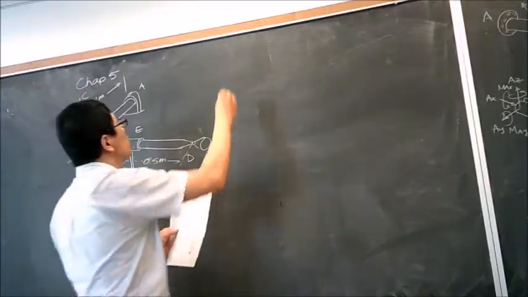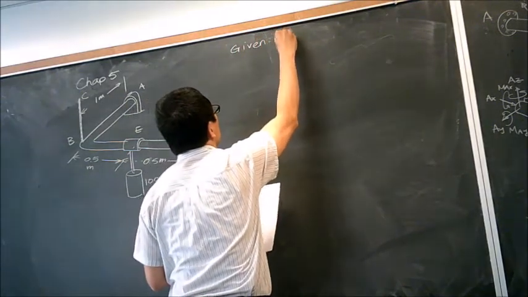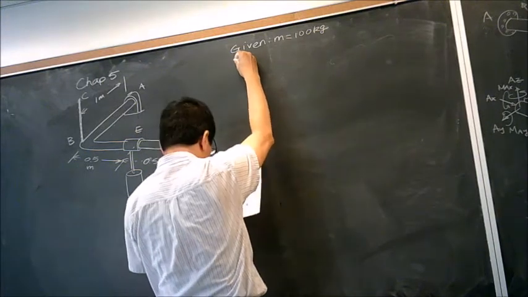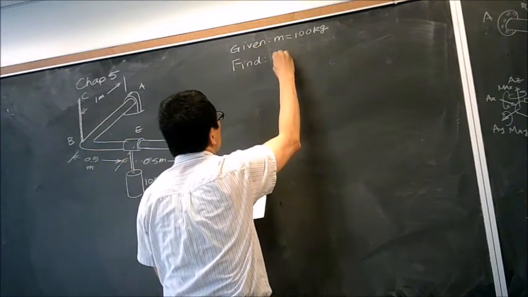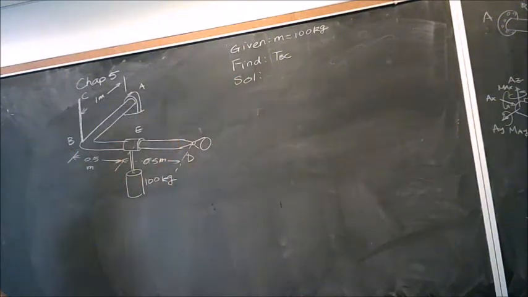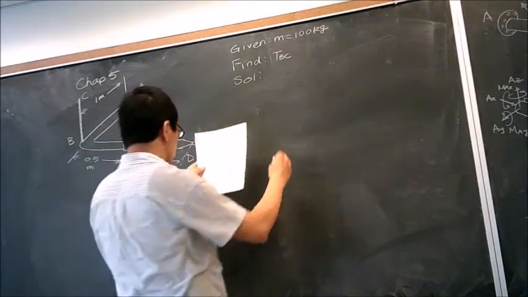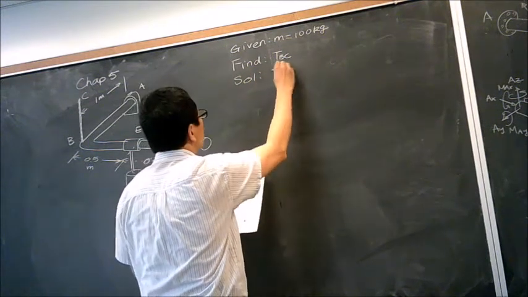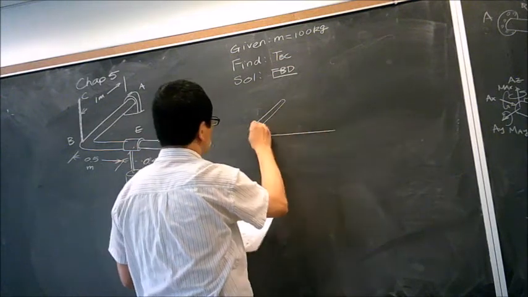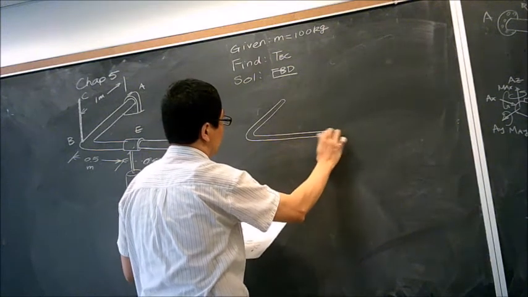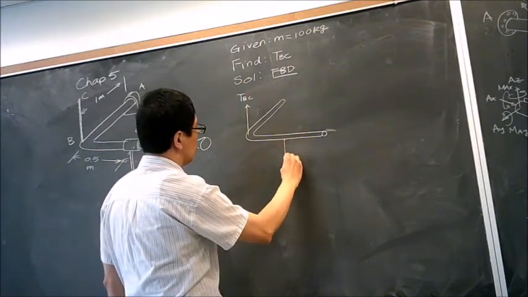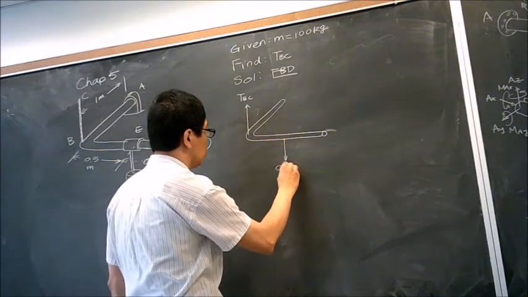Before we start, we are given a mass equal to 100 kilogram. Other than that, we don't really know any numerical properties of the configuration, but we do know we want to find the tension at BC. So that is something we need to work on. The first thing we need to do is draw the free body diagram. As you know, this is a cable, so this is TBC. I know there is a 100 kilogram load over here, so this is going to be 981.